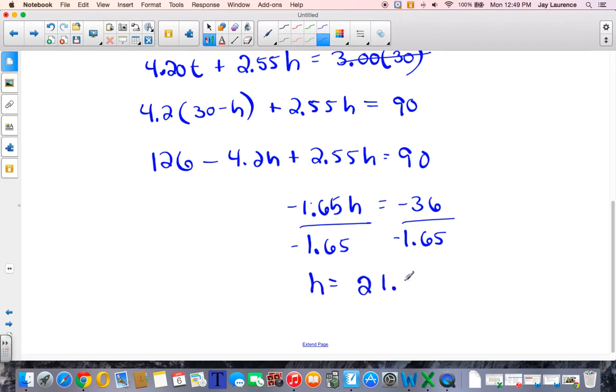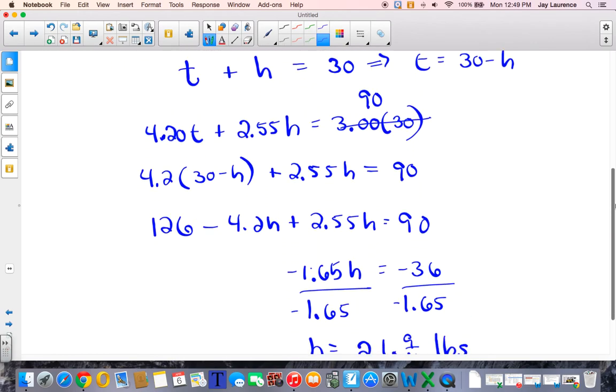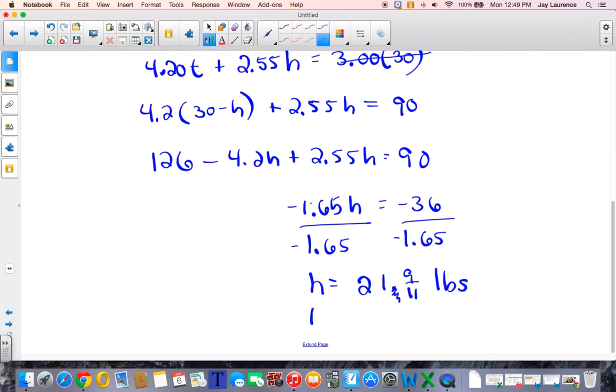and looks like it's going to be 9/11. Yeah, 21 9/11 pounds. Get rid of that decimal point. Pounds of hamburger. So if I subtract that from the total of 30 pounds, that would mean that the turkey is going to be 8 2/11 pounds, right? Because this would make one whole, that would make 29, 29 and 1 would make 30. All right, there you go.